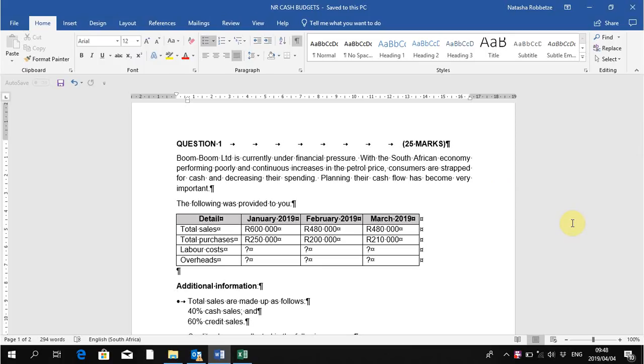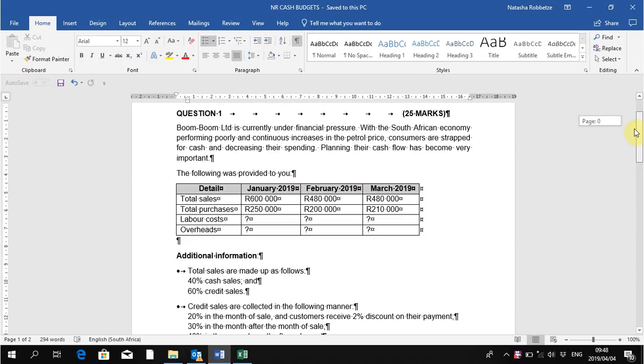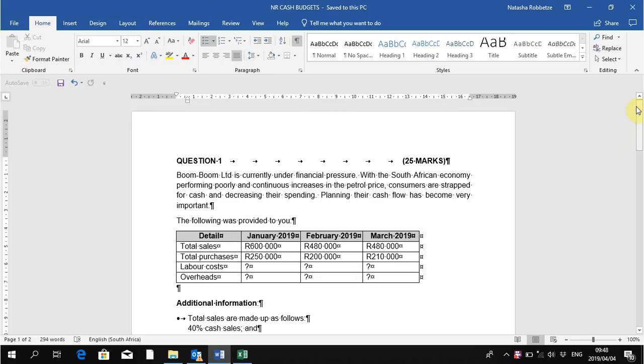So this is a question which is an example of how cash budgets can be asked. It's quite interesting, so I want us to read together. It says Boom Boom is currently under financial pressure. With the South African economy performing poorly and continuous increases in the petrol price, consumers are strapped for cash and decreasing their spending. Planning their cash flow has become very important.